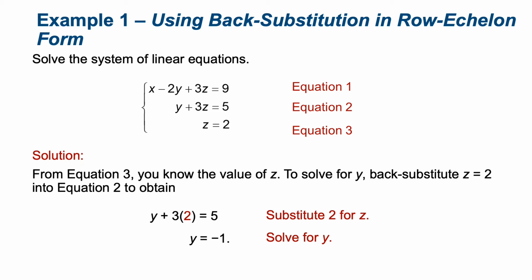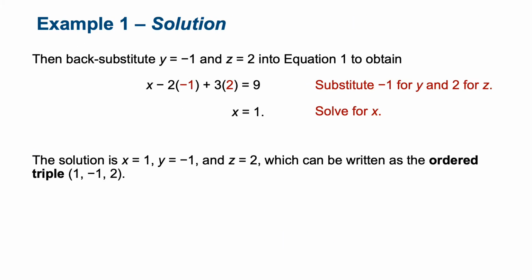3 times 2 is equal to 5, and solving for y, I get negative 1. Then I take negative 1 and z equals 2, and I put them both back into equation 1, and then I can solve for x. So I have x equals 1, y equals negative 1, and z equals 2, which can be written as what we call an ordered triple: (1, -1, 2).